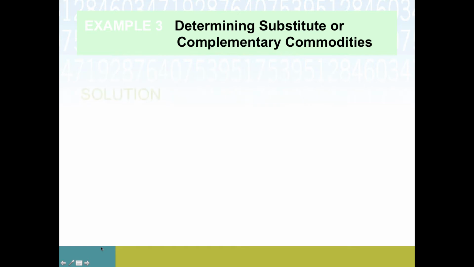Okay, so it turns out the definition that we were handed doesn't actually tell us how to compute this. It just says if demand for one goes up, then demand for the other goes up or down, depending on whether it's complementary or substitute commodities.